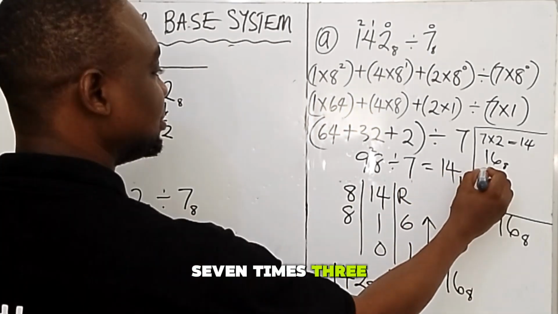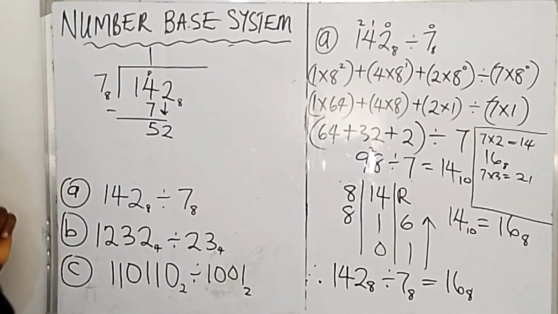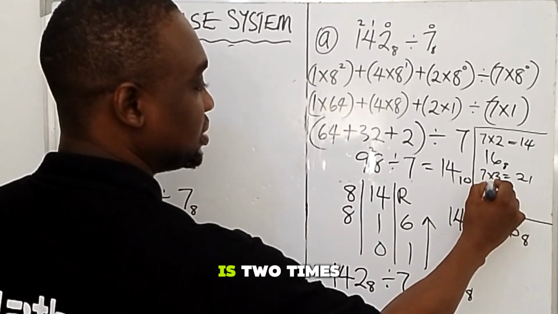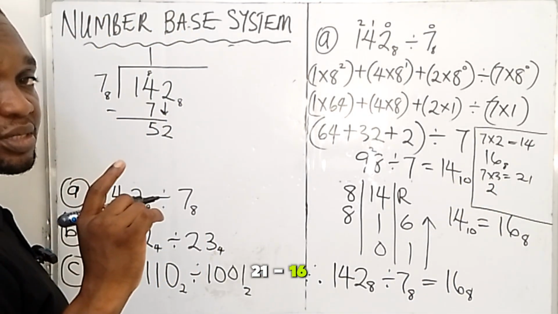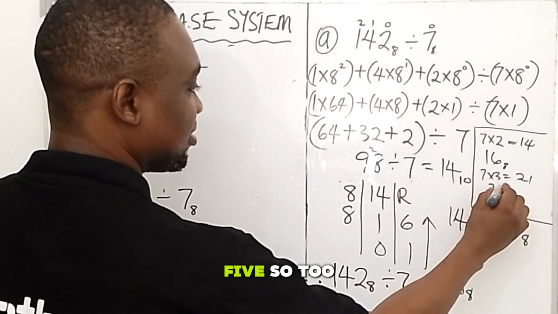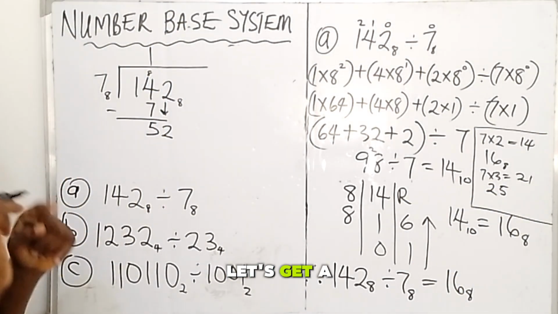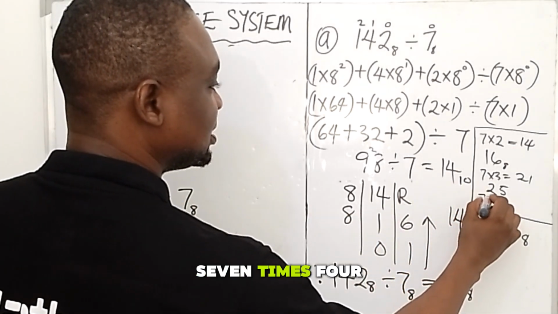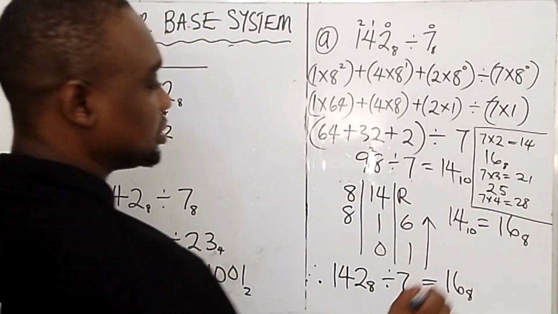7 times 3 is 21. But in base 8, 8 into 21 is 2 times, which is 16. 21 minus 16 is what? 5. So too small. Let's go a bit higher. Let's try 4. 7 times 4 is 28.